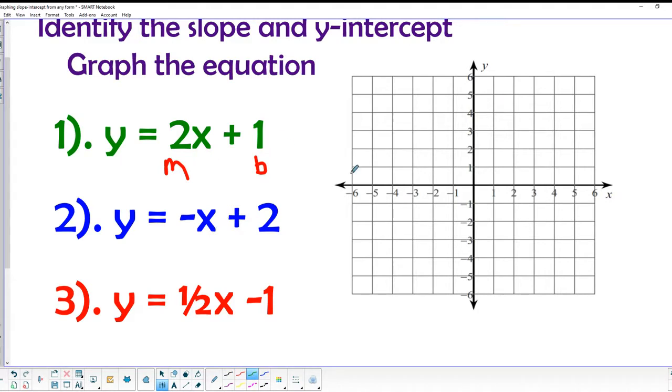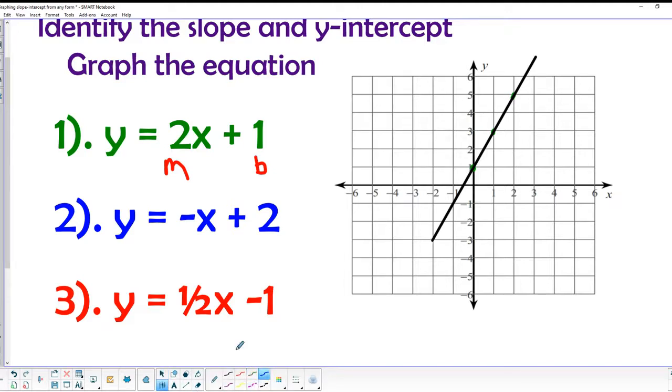The y-intercept is 1, and the slope is up 2 and over 1. We'll do that a couple of times. And so once we've done that, we can draw our line. So we grab us a line, or you might have a ruler or something like that, to go through just like that. So that was pretty straightforward, pretty easy to graph, right? Okay, let's try the second one.